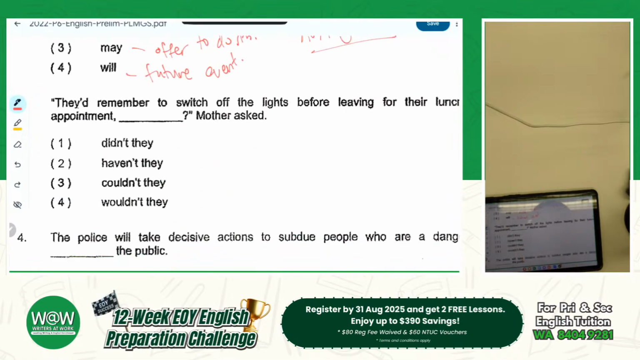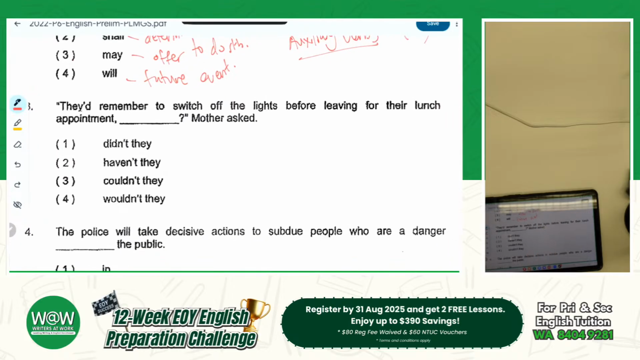Okay, look at number 3 now. They remember to switch off the lights before leaving for their lunch appointment, dash, mother asked. Okay, so this question here, once again, is a question tag kind of question. You can see the question types will just keep repeating themselves, just that the context remains different. In this case here, date with a D, this means that we can either use they had or they would.